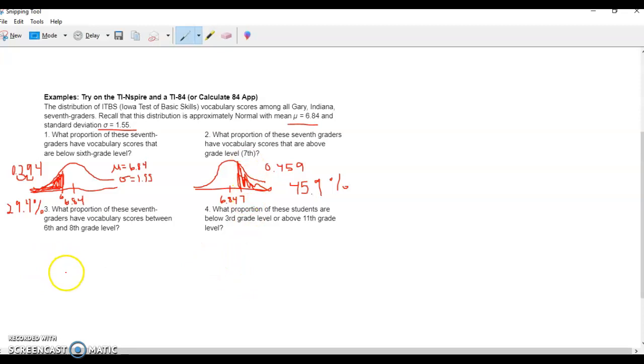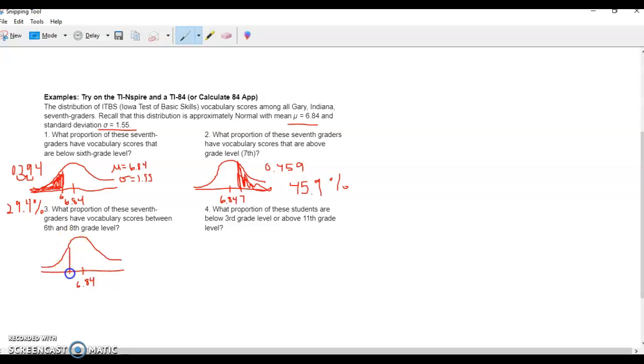Let me do one more and you can do the last one on your own. So last one, what proportion of these 7th graders have vocab scores between 6 and 8? So I draw my picture, I label my mean. That was a pretty good one for me using my fingertips. All right, between 6 and 8.